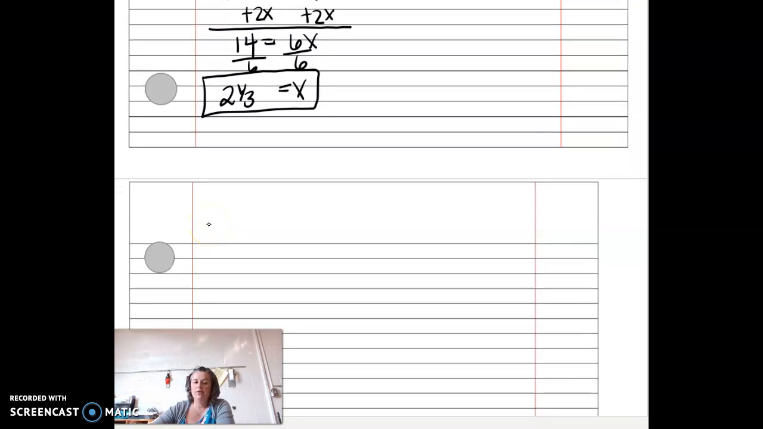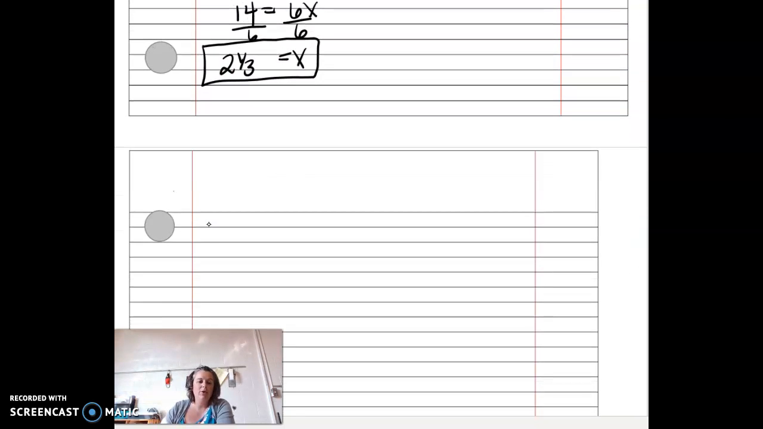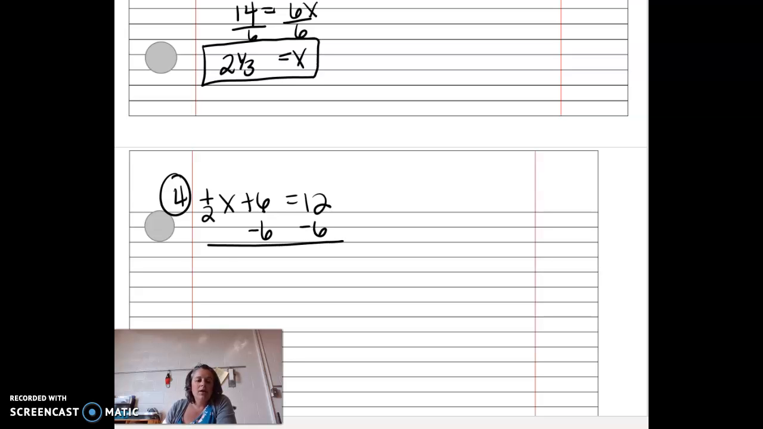All right, let's do example number 4. Let's try: you have a half a bag and 6 coins equals 12. Again, you've got coins on both sides. Don't worry about the half yet. Don't freak out. If I take away the 6 coins from both sides, I have 1/2 of a bag has 6 coins. Well, the thing is I don't want to know what's in half a bag. I want to know what's in a full bag.